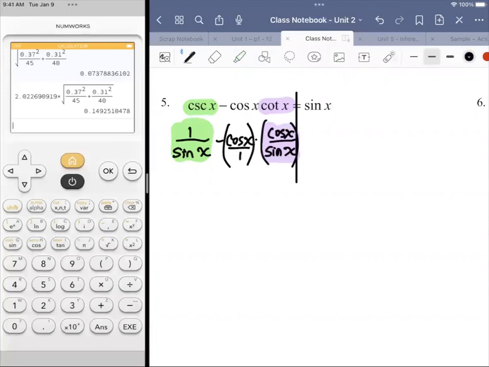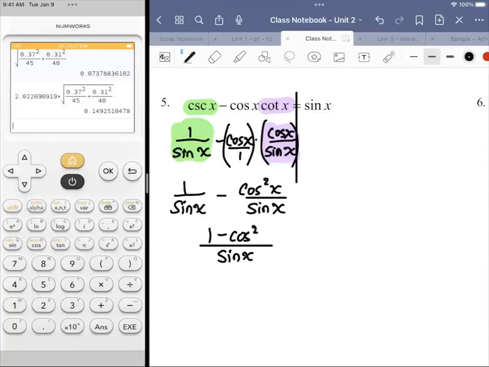It's up to you. It's going to be there anyway. And this would be cosine squared x over sine x. So I still have that 1 over sine x here. All right. We're actually in the home stretch, because what makes this problem a little bit better than number 3 is we don't have to get a common denominator. So I already have my common denominator. Sine x on the bottom, 1 minus cosine squared x on the top.